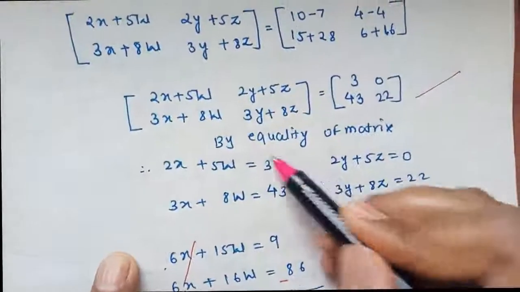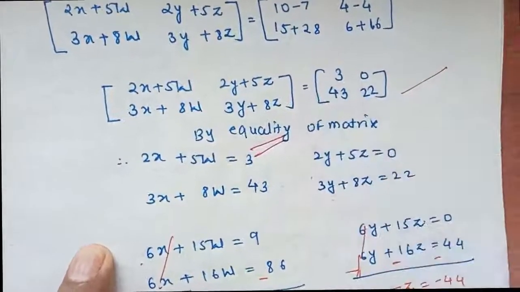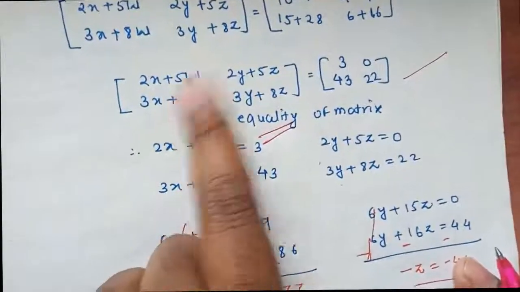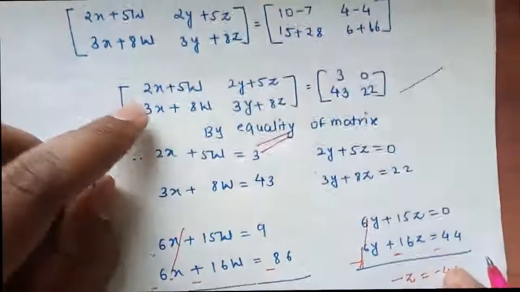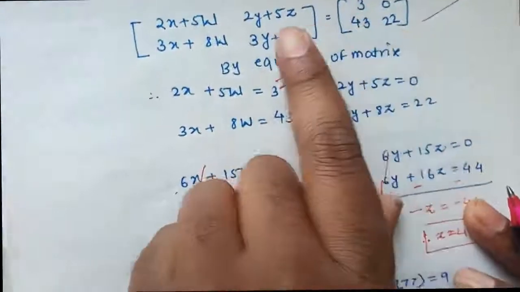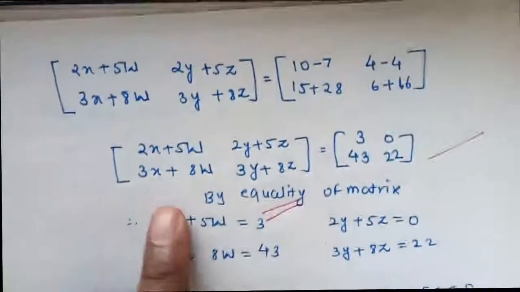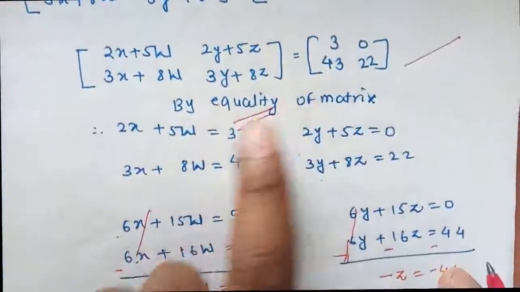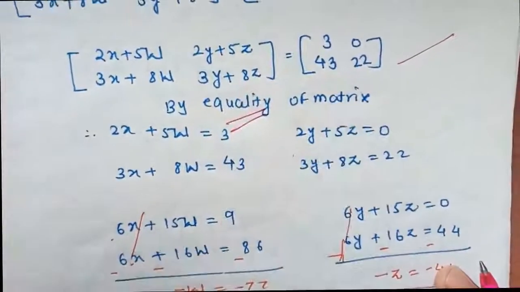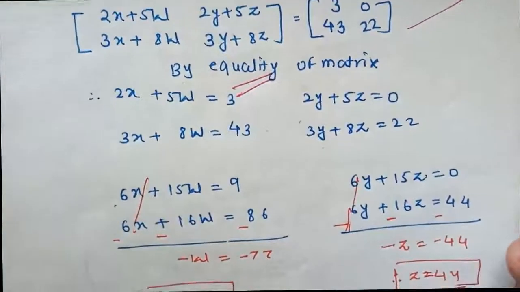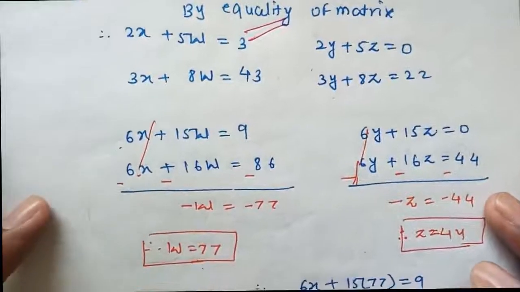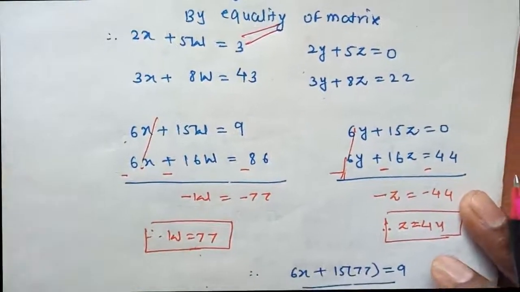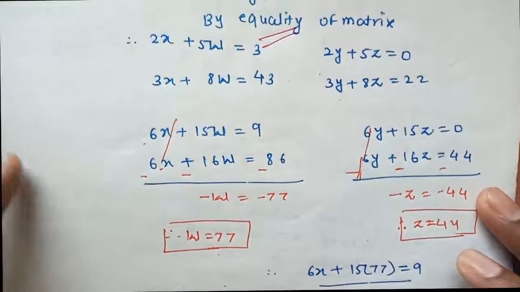Now this is again equality of matrix because of the equal to sign, so I can equate the respective elements. Like 2x plus 5w is equal to 3, 2y plus 5z is equal to 0, 3x plus 8w is equal to 43, 3y plus 8z is equal to 22. Now this is just linear equations. Easily you can find out the x, y, z and w values by elimination method, or even the other methods, whatever you feel good.